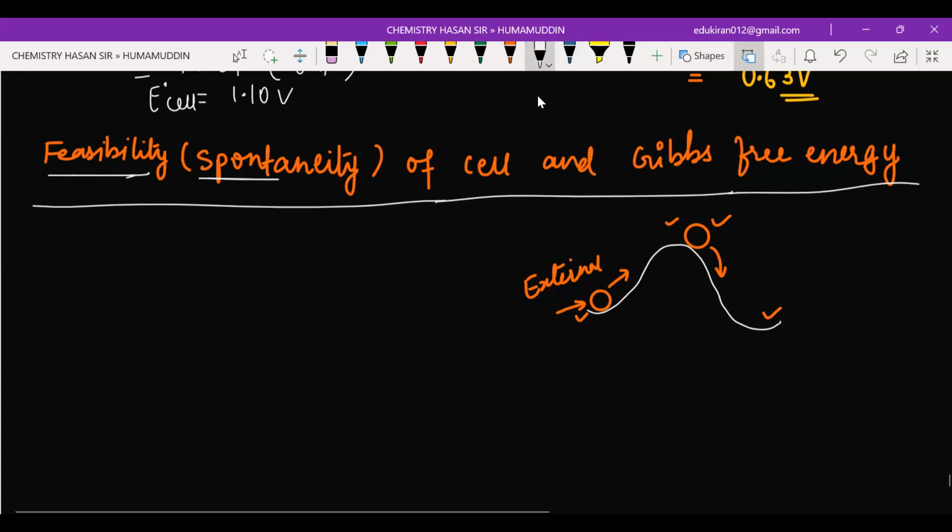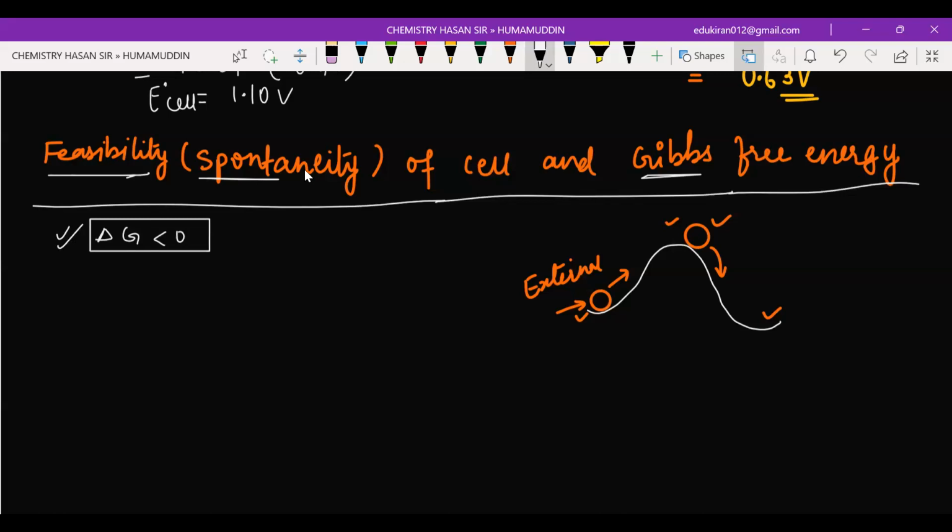Now, in physical chemistry, we deal with spontaneity with the term that is Gibbs free energy, and whenever the value of delta G is less than 0, Gibbs free energy value in negative, that means it is feasible or the cell is spontaneous. It will work on its own. It doesn't require any external agent. Are you getting my point?